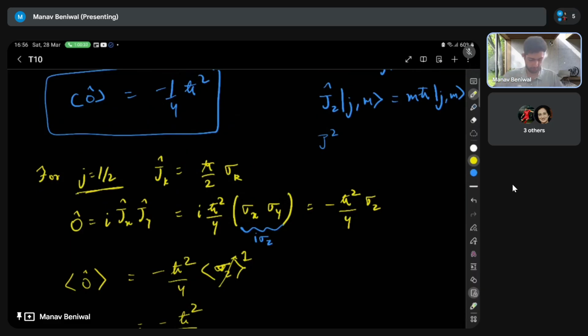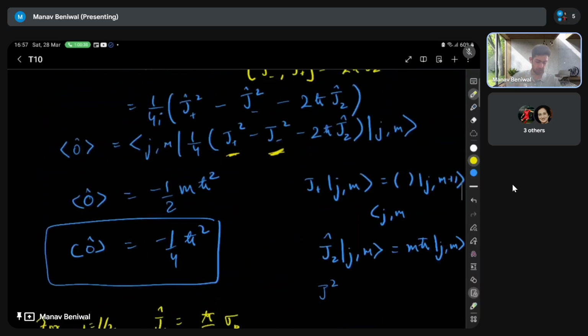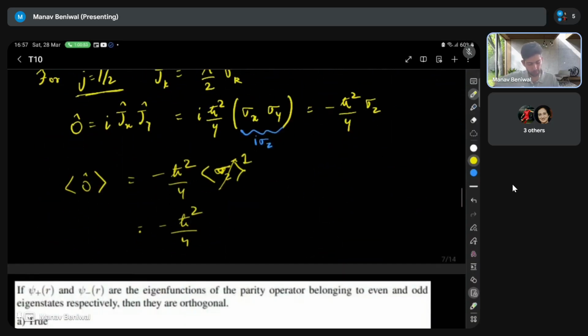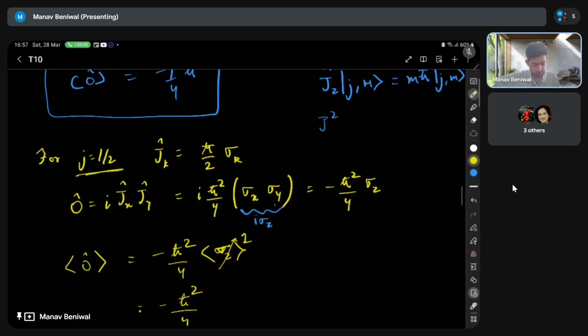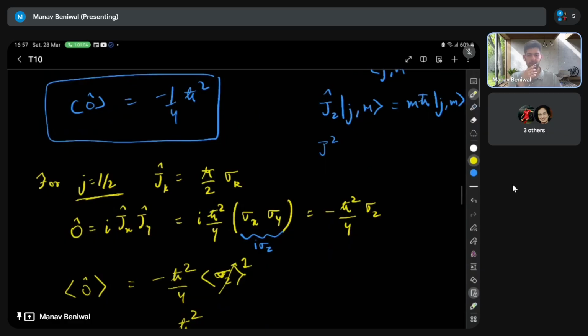So this was much more simplistic. Here also, if you see, we got the same thing: the only term remaining was the z component. The x and y just vanished, only the z component remained. Using the Pauli matrices, because sigma x sigma y can be written in terms of sigma z, only the z component will remain. So that's why we can get the answer much more quickly.